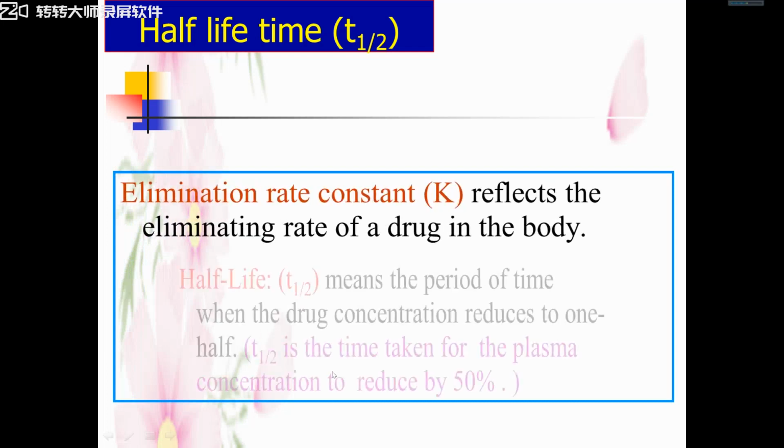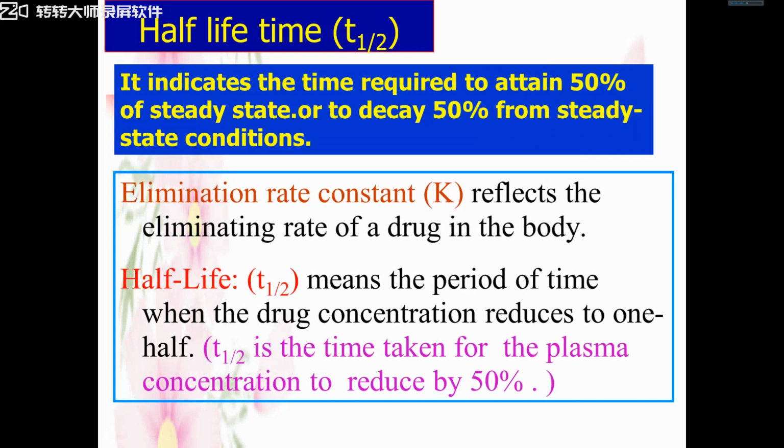At first, we should know the definition of half-life. Half-life indicates the time required to obtain 50% of steady state or to decay 50% from steady state conditions. Half-life means the period of time when the drug concentration reduces to one half. It is the time taken for the plasma concentration to reduce by 50%, and we call this half-life. Compared to half-life, we also studied the K. K is the elimination rate constant. K reflects the eliminating rate of a drug in the body.